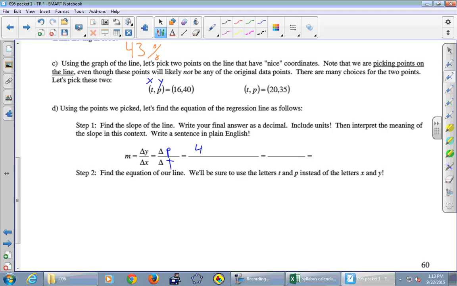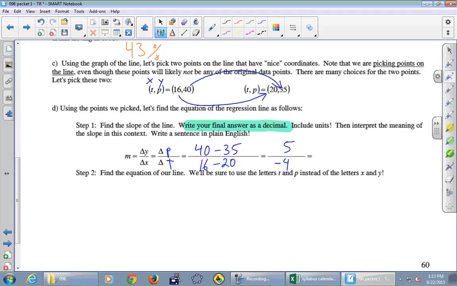Upstairs, I'm going to do 40 minus 35. That's that direction. You could choose the other way. Downstairs, what do I have to put now? 16 minus 20. That's good. All right, upstairs we've got a 5. Downstairs a -4. Normally you would just leave that as a slope, but in this case it says write your final answer as a decimal.